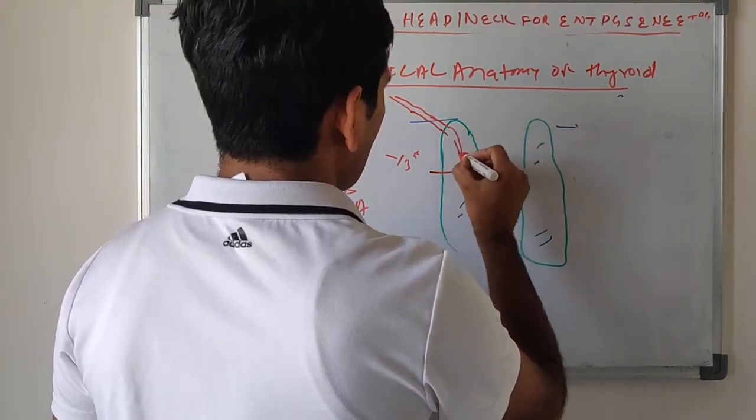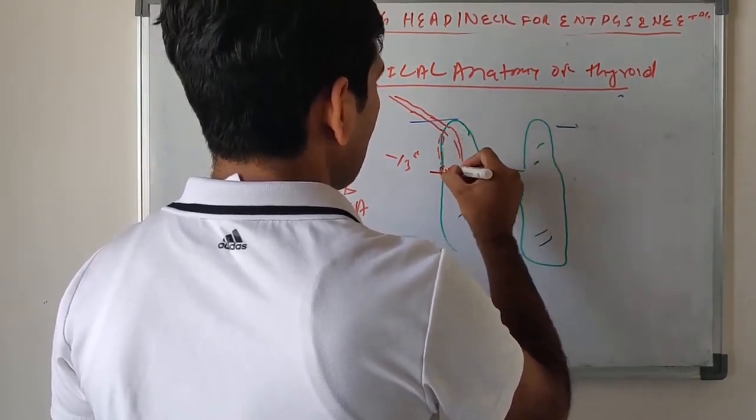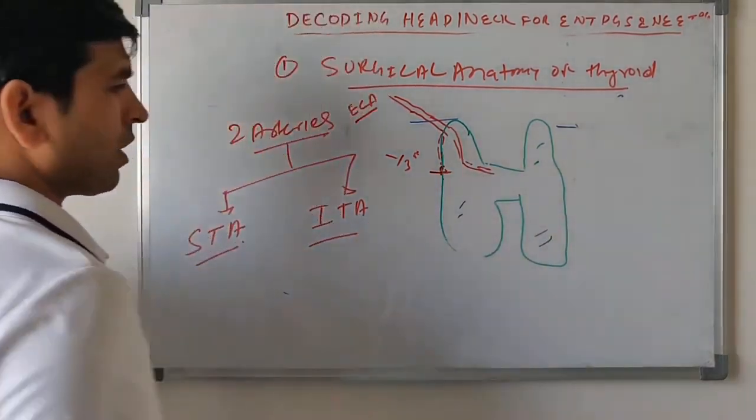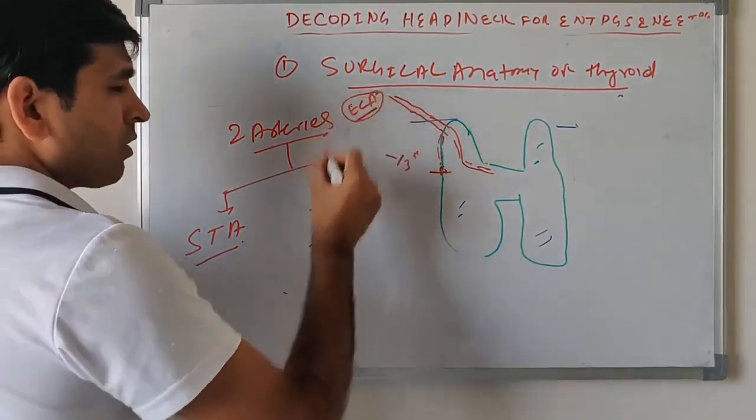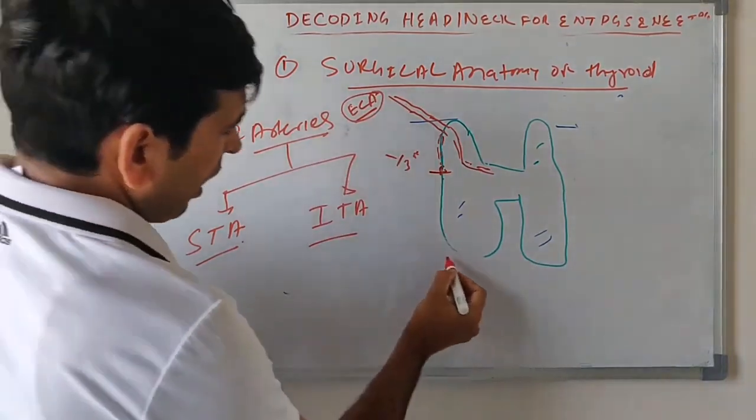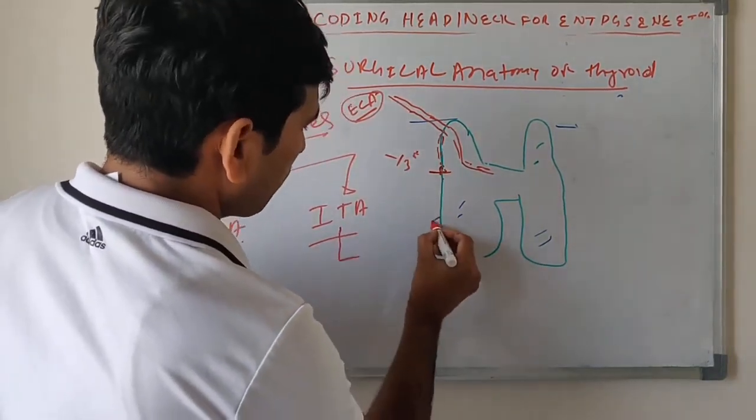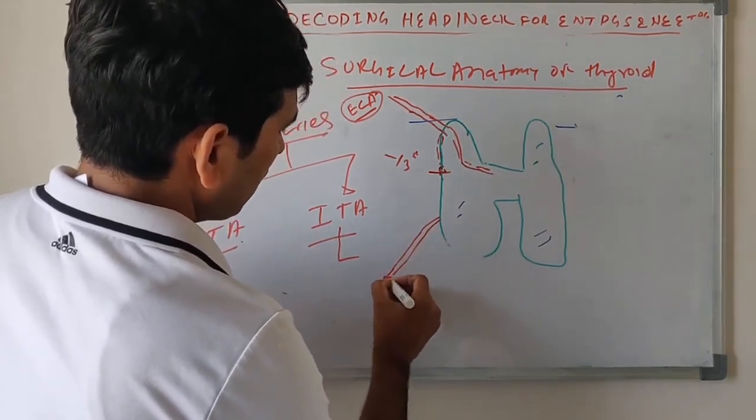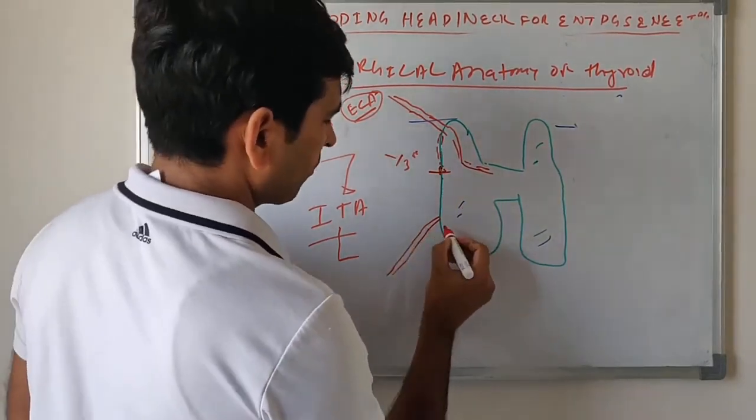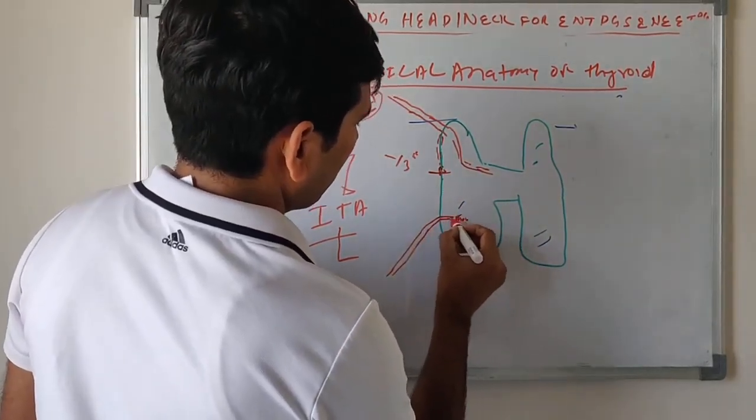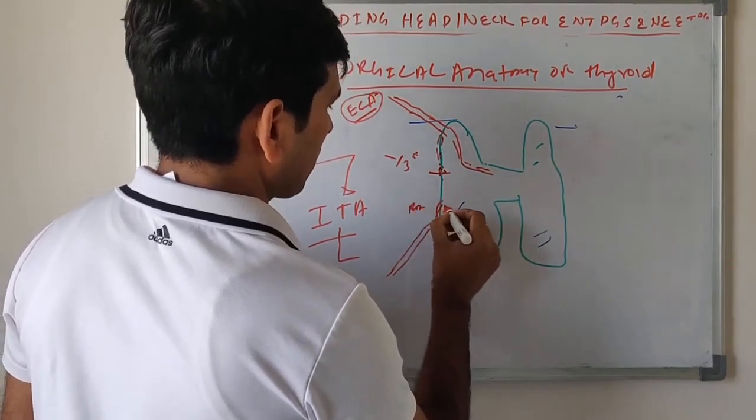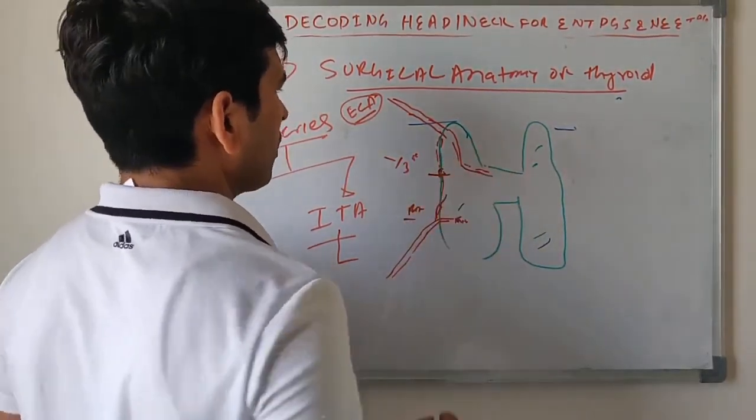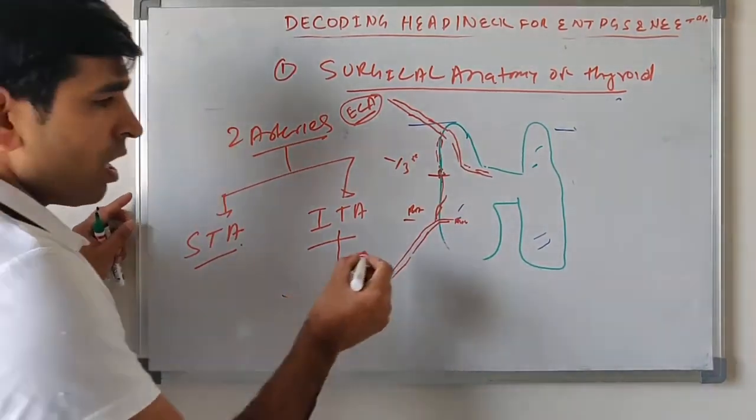It divides into anterior and posterior branches, and the posterior branch anastomoses with the inferior thyroid artery. The inferior thyroid artery comes from posteriorly, not from the base. It also divides into anterior and posterior branches, and the posterior branches anastomose with the superior thyroid artery.